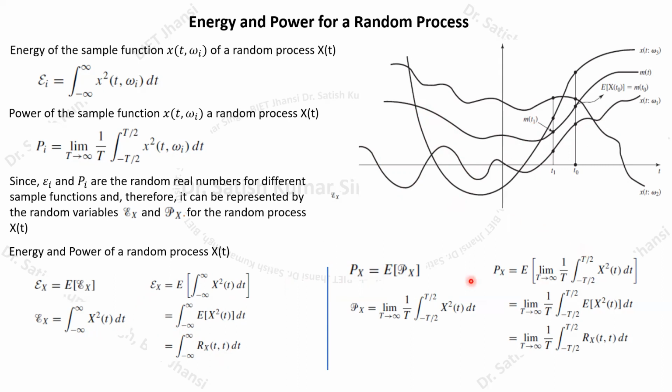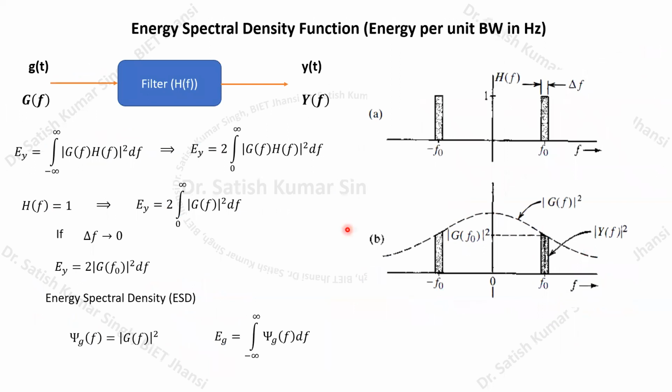So this way we are actually calculating the average value, and normally this average value will be related to the autocorrelation function, right? Now we have already discussed what will be the energy and the power of a deterministic signal or a random process. Then here we have to understand what the energy spectral density function is.